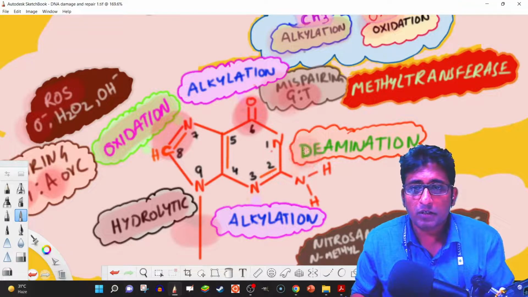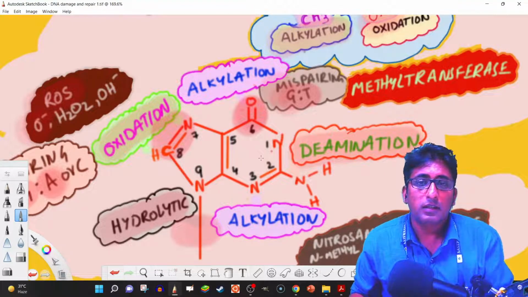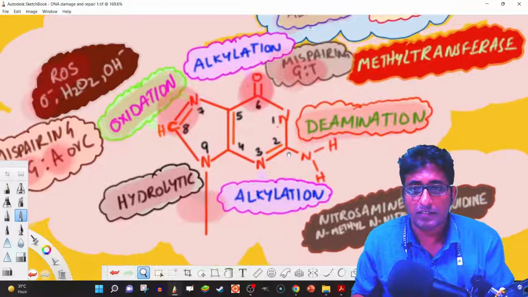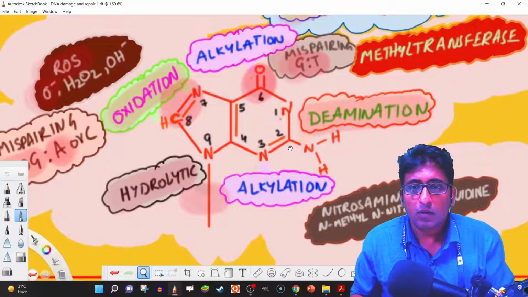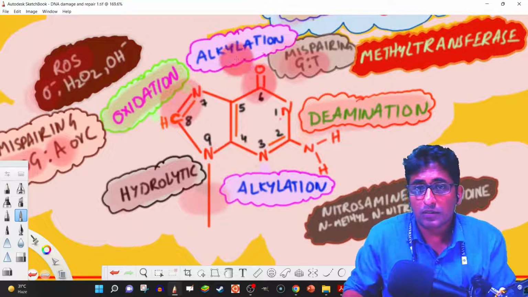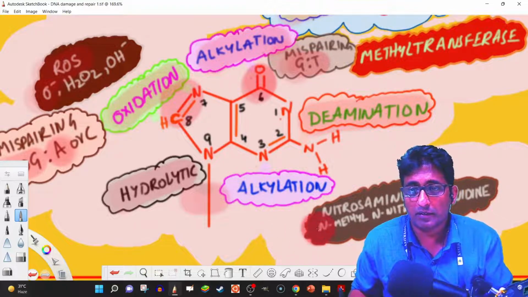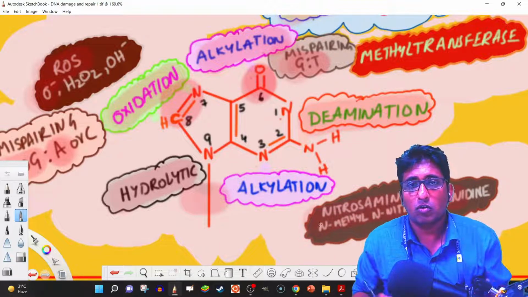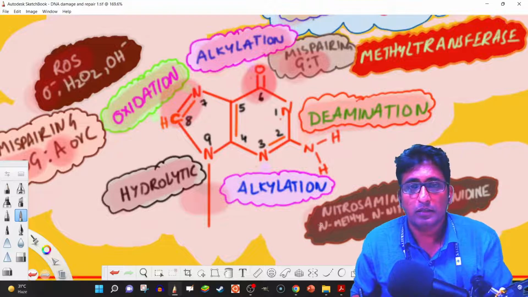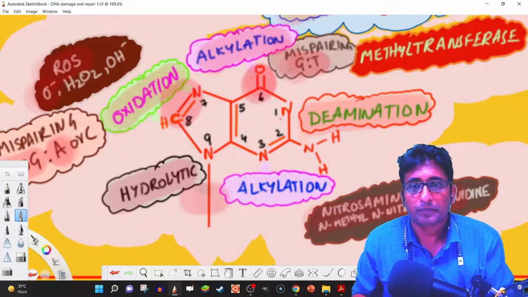Deamination is also quite common, and the same thing can happen with adenine, like we have seen in the previous example. When we speak of alkylation, compounds like nitrosamines could cause alkylation of the nitrogenous bases, more specifically guanine here.